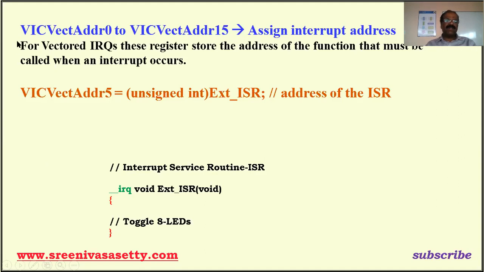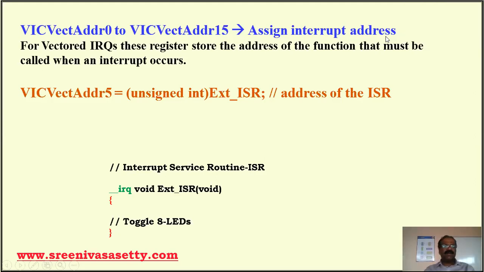Therefore, here we have 32-bit registers called vector address 0 to vector address 15. So what is the function of this? For vector IRQ, this refers to the address of the function that must be called when an interrupt occurs. That is very important.